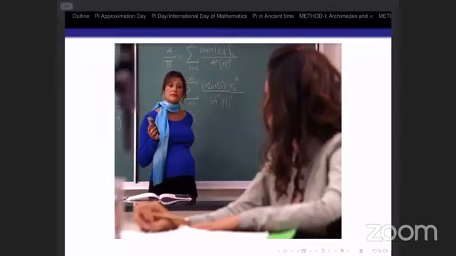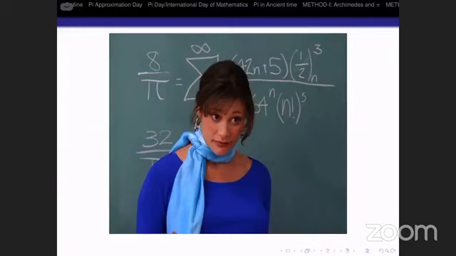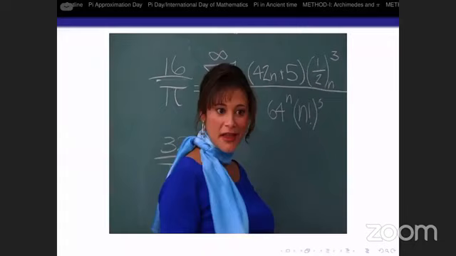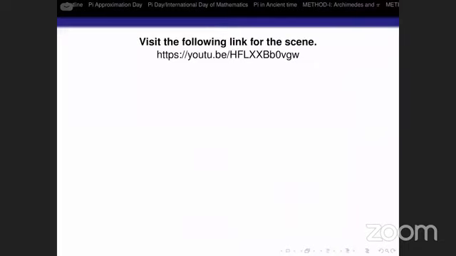So the student pointed out that it should be 16 over pi. The teacher asks, is it? Then she checks and corrects it. So it is 16 over pi. That is the scene in the movie High School Musical, and you can visit the following link for the whole scene. It is available on YouTube.